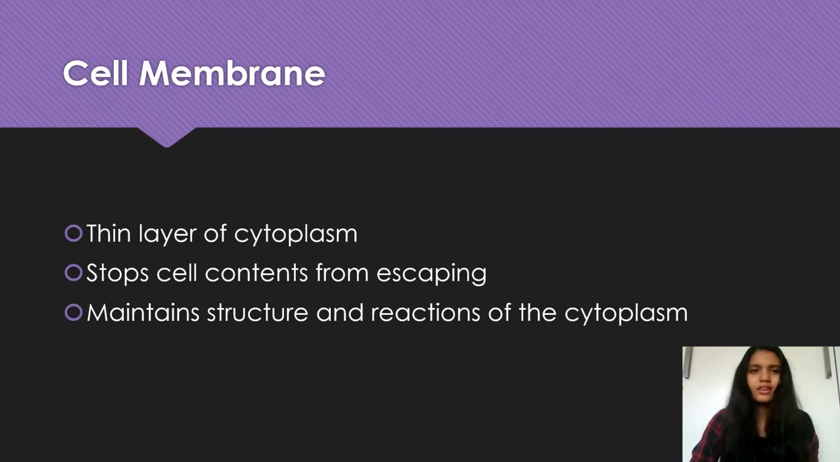This is quite easy. The cell membrane, again present in every cell. It's a thin layer of cytoplasm that forms a boundary around the cell. It stops cell contents from escaping and it maintains the structure and reactions of the cytoplasm. Stopping cell contents from escaping means that it is selective. Only specific substances are allowed to pass through it and leave it, which means it's got a greater role than the cell wall in a plant cell, but we will get to that too.